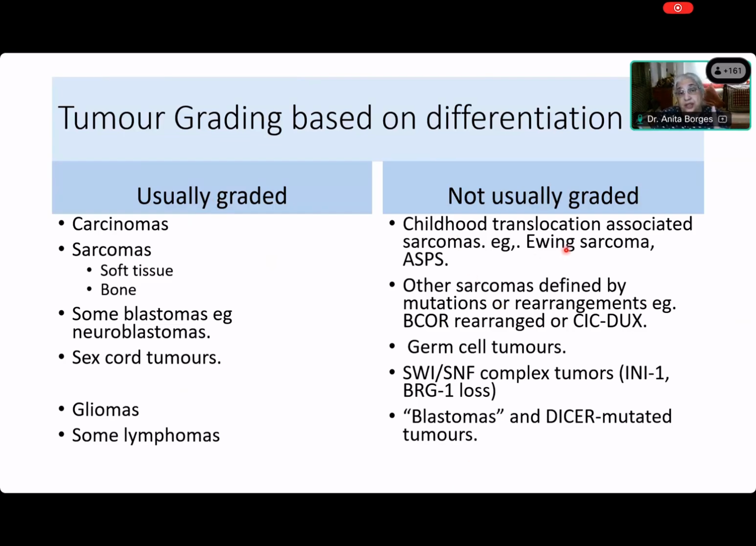Okay, we don't grade Ewing sarcoma, we don't grade alveolar soft part sarcoma, we don't grade BCOR or CIC-related tumors. We don't grade germ cell tumors except the ones that are immature, in which we say grade 1, 2, 3. We don't grade the ones that have lost INI1 or BRG1, and most blastomas and DICER-mutated tumors are not graded. If you look at this whole list of the ones that are not graded, they are tumors that have some sort of specific fingerprinting, either mutations or gene variations.